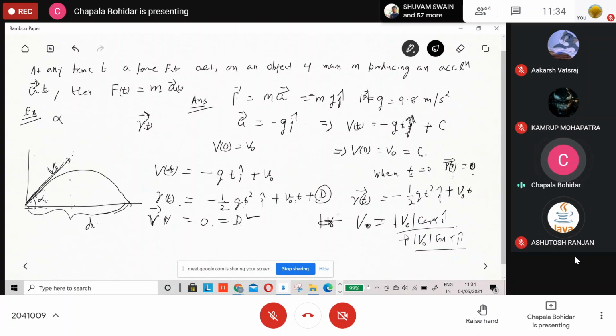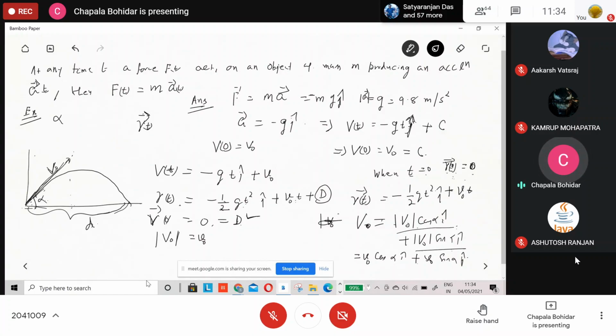Yes, V naught absolute value. That absolute value, if you define it as small V naught, here I am defining that absolute value of V naught. In your book, it is defined as small V naught. So I can write small V naught cos alpha i cap plus small V naught sin alpha j cap.